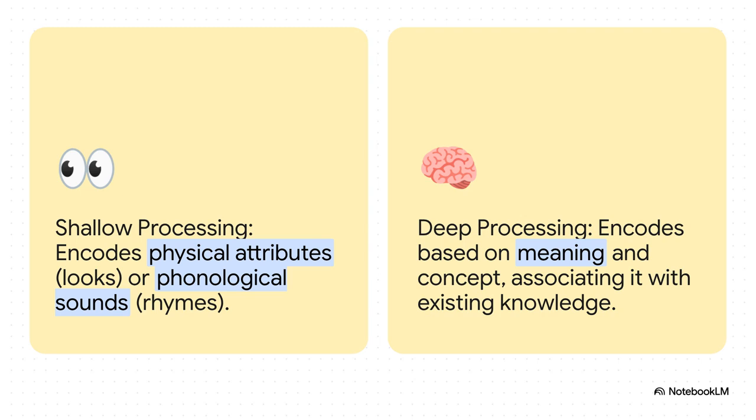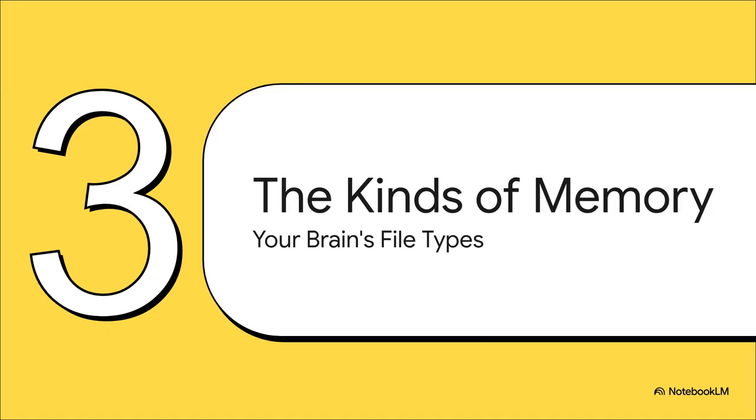But here's a really interesting twist. It's not just about repeating something over and over. There's another idea called the levels of processing theory, and it basically says that the deeper you think about something, the more likely you are to remember it. So shallow processing, like just noticing what a word looks like, creates a weak memory. But deep processing, where you think about the meaning and connect it to stuff you already know, that's what builds a strong, lasting memory.